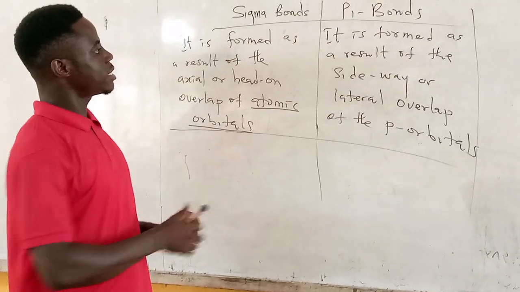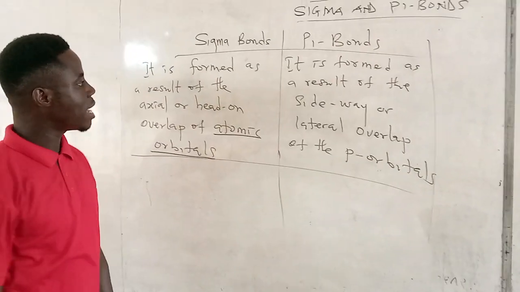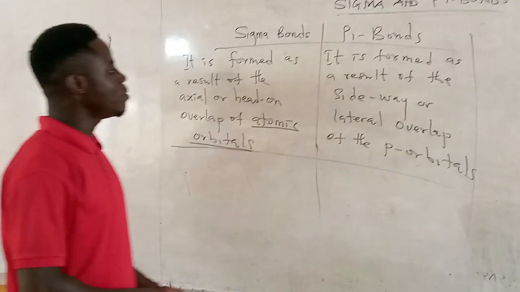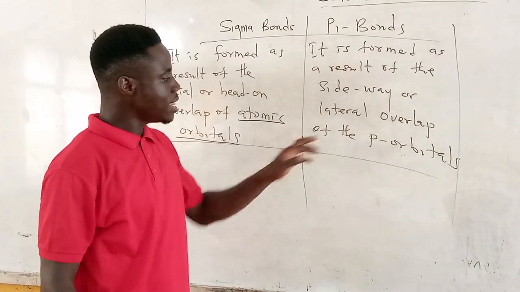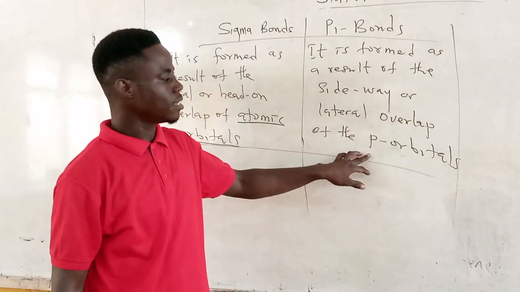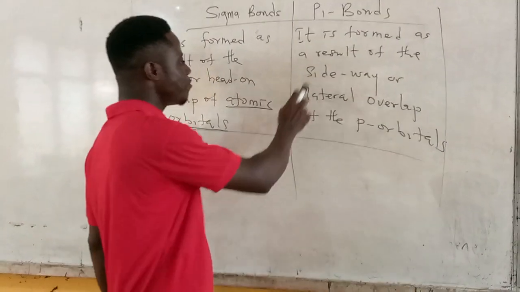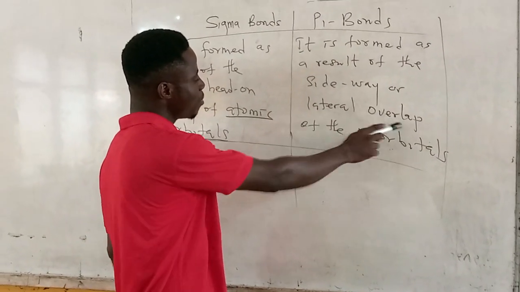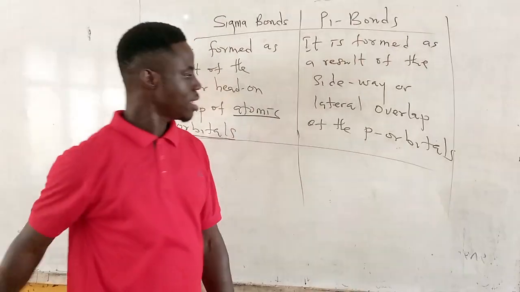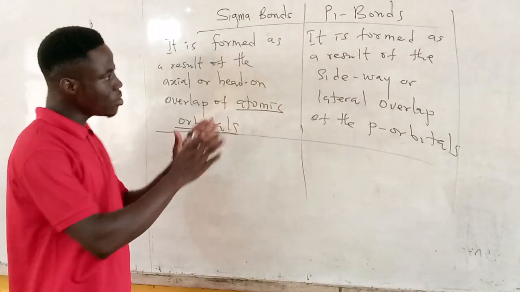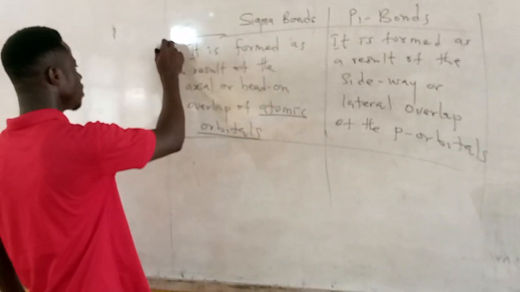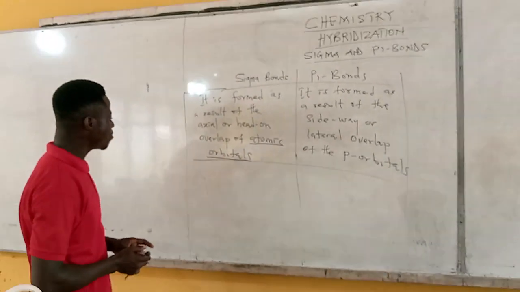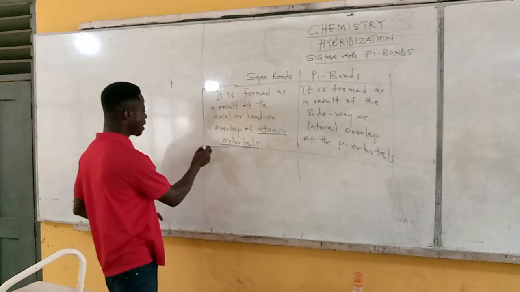But do not say that pi bonds are also formed as a result of the sideways or lateral overlap of atomic orbitals. No. Here you have to be precise by telling us they are formed as the sideways or lateral overlap of p orbitals. So it is in the p orbitals that pi bonds normally occur. We'll demonstrate that with an example for a clearer understanding.